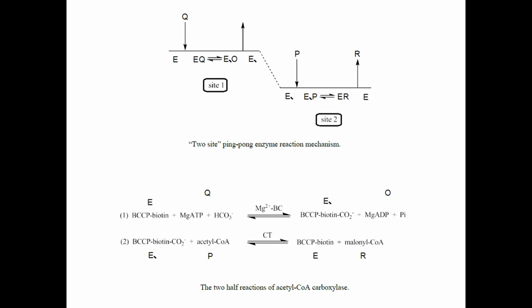shown by P here in the diagram. So P comes in, binds to the enzyme, and it does the second half reaction, or the second chemistry, where it picks up that leftover piece. In our case, it's a carboxyl group, and then leaves as product R.